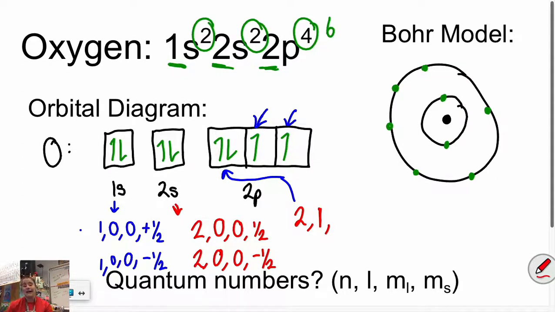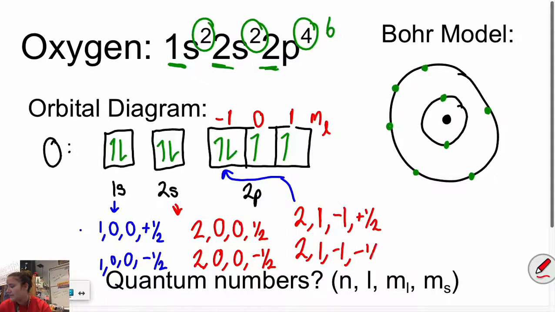Okay. Now M sub L can have values from negative L to L. So what you can kind of picture is in your orbital diagram, you can do that. Negative L, so negative 1, 0, and 1. Those are going to be my M sub L values for the different p orbitals. Okay. So it's in the first one, so I'm going to call that negative 1, and it's an up arrow, so plus 1/2. Then the second electron in that orbital has the same values, but with minus 1/2. 2, 1, negative 1, minus 1/2. Okay, so that's for these 2 electrons.